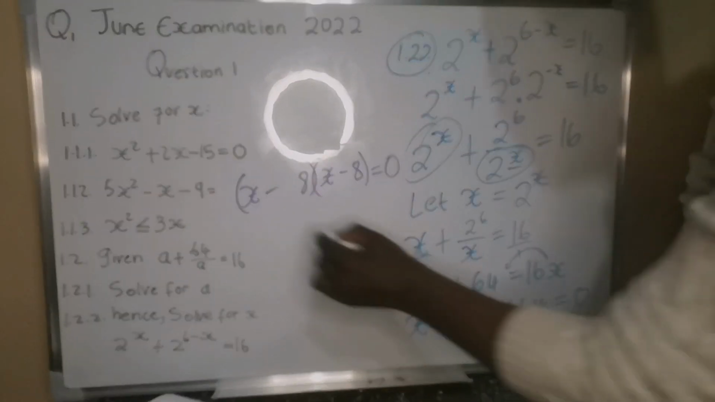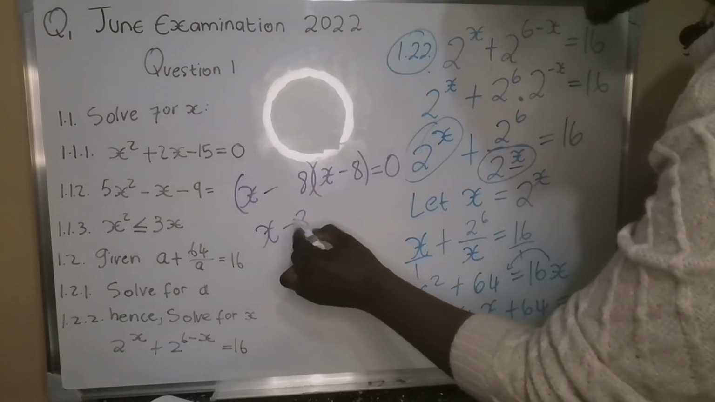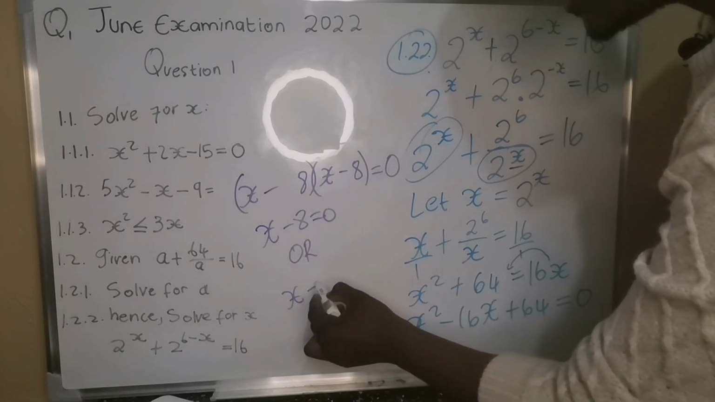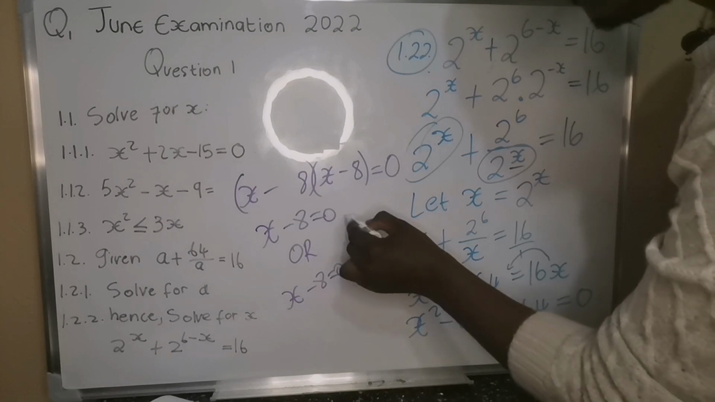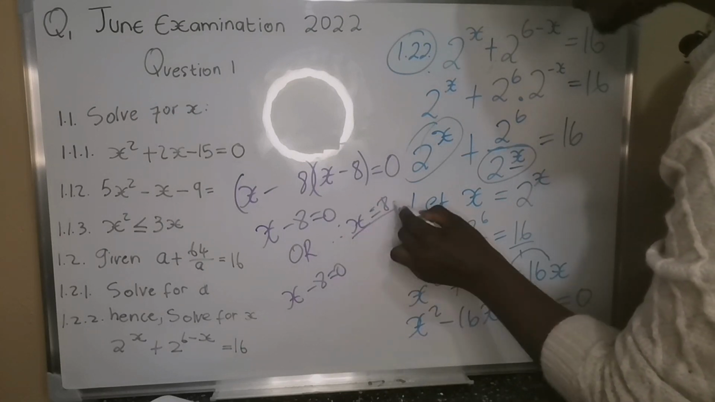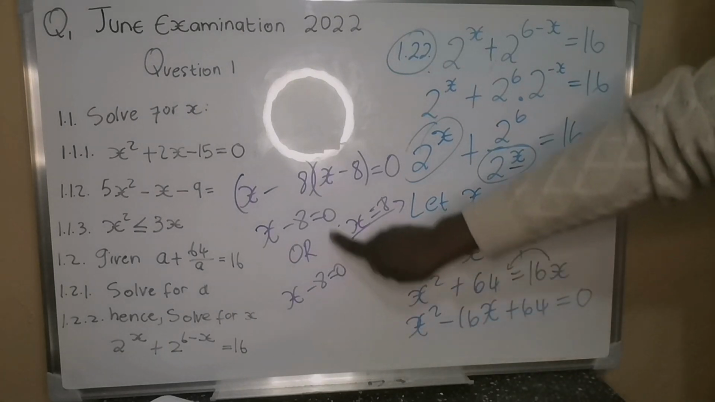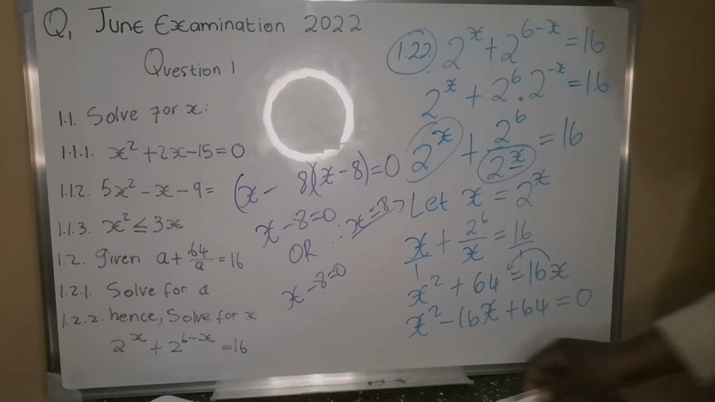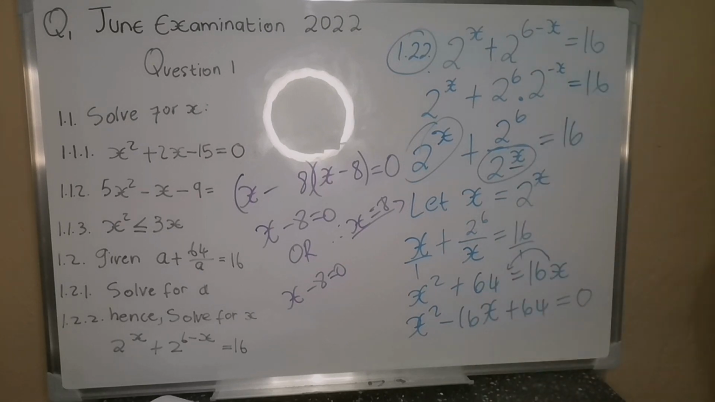Therefore, x minus 8 is equal to 0 or x minus 8 is equal to 0. Therefore, obviously, x is 8. They are the same, and x equals 8. You are done with the question. I hope you can hear me, guys.